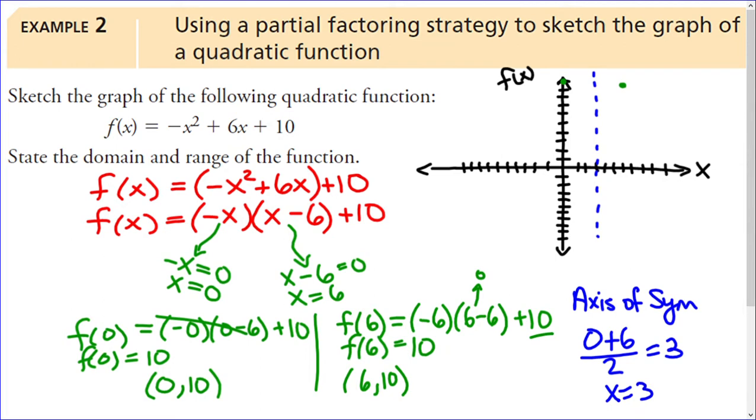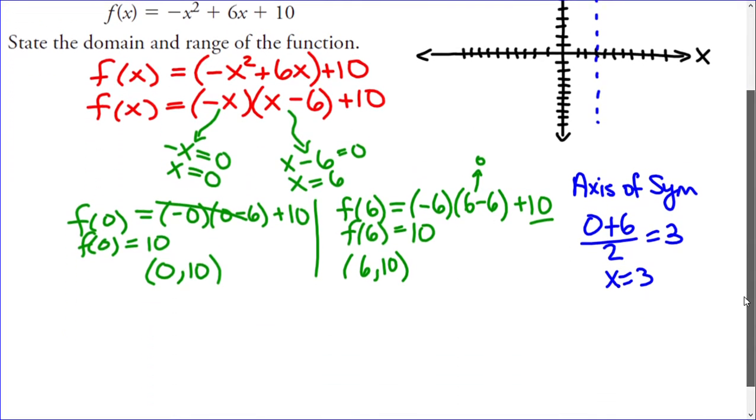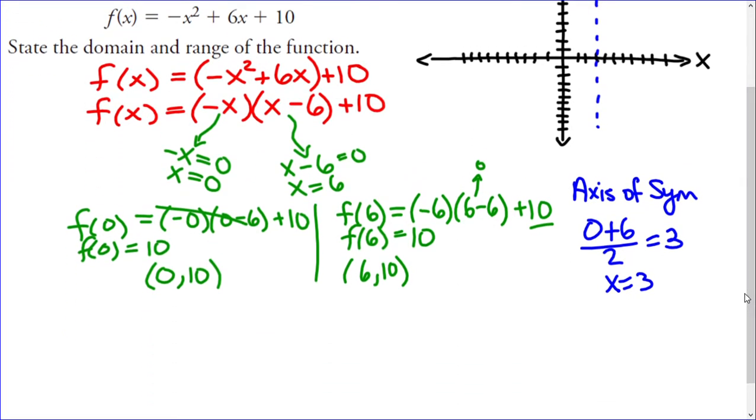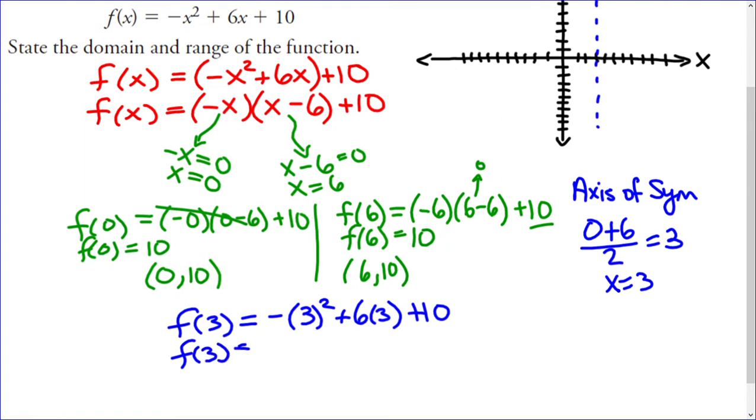If I plug 3 back into the equation, that's going to tell me what my vertex is. So let's plug 3 back into our equation. f at 3 is equal to, starting right from the beginning, negative 3 squared plus 6 times 3 plus 10. So f at 3 is equal to negative 9 plus 18 plus 10, and it looks like this is going to work out to be a fairly large value. I'm going to have 19 as a final value.